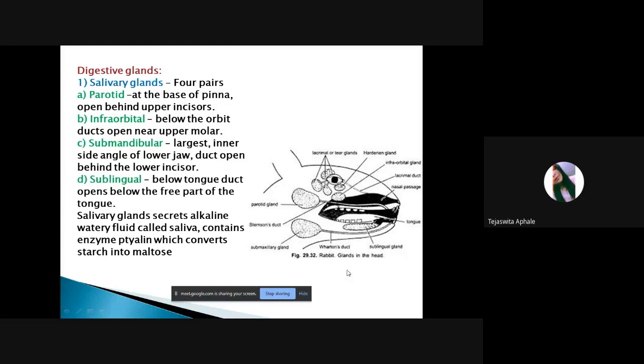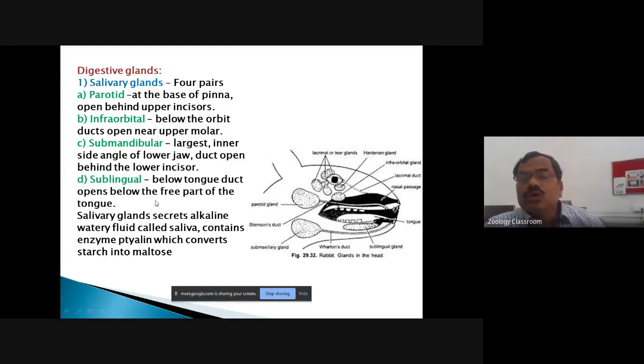Okay. Now, this is the head portion of the rabbit. This is the pharyngeal cavity. This is the mouth. Here on the lower side, the tongue is present. This white structure is the tongue. These are the premolars and the molars. This is the nasal passage. Here the eye is shown.